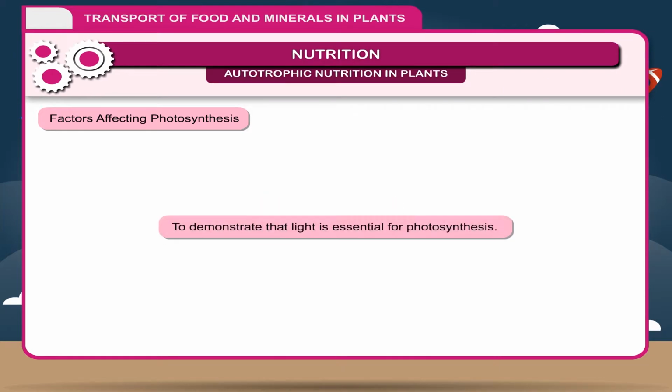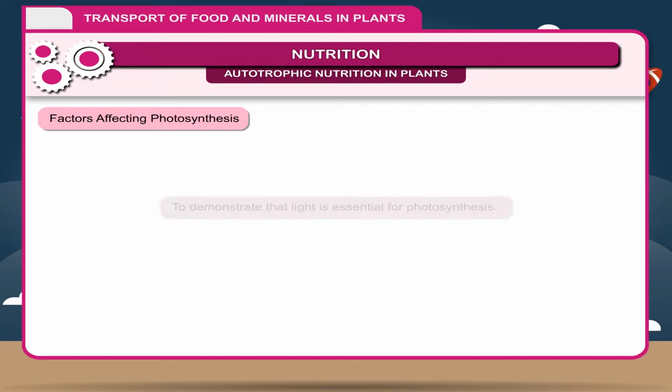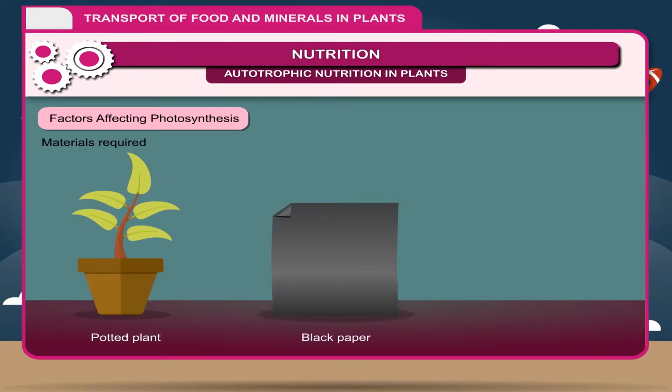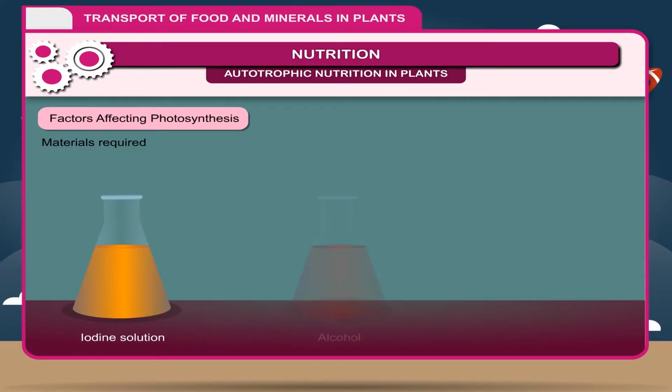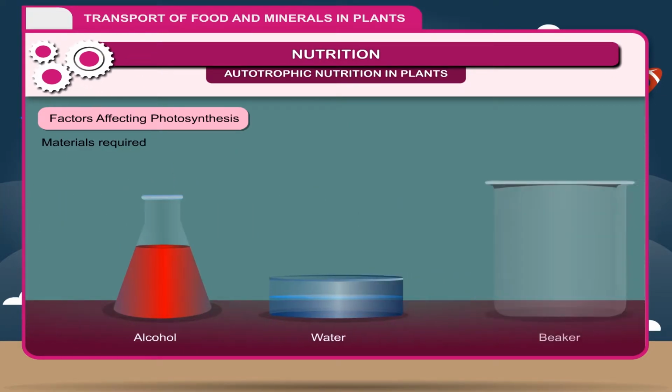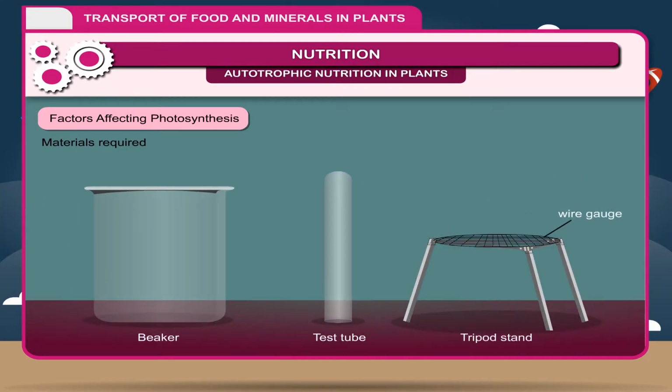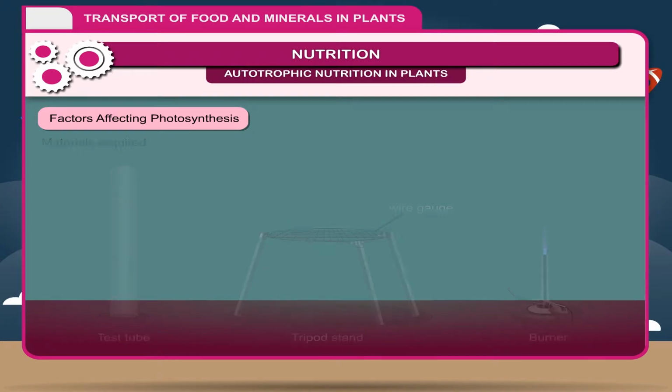Activity. To demonstrate that light is essential for photosynthesis. Materials required. A potted plant, leaves should be broad, black paper, iodine solution, alcohol, water, beaker, a test tube, tripod stand, wire gauze, and a burner.